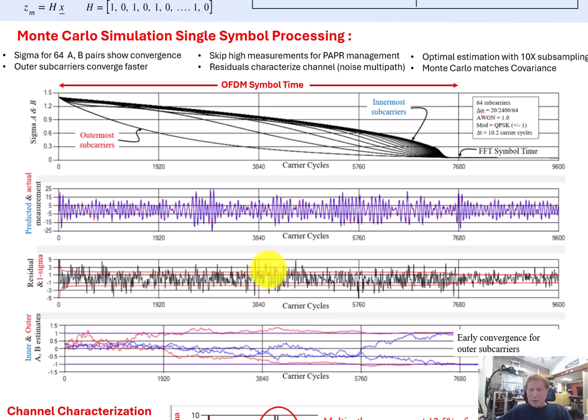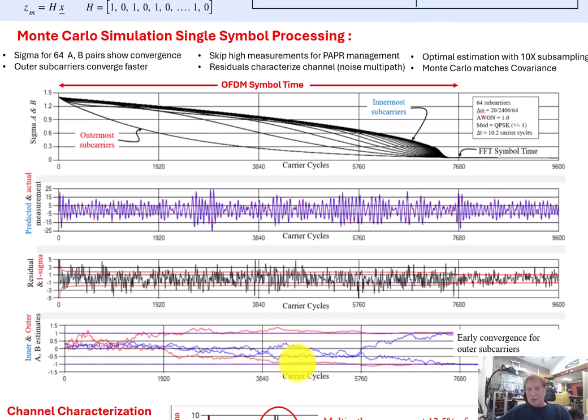For a well-behaved Kalman filter, residuals are white, and 67% of residuals are contained within the standard deviation bounds. The fourth pane shows an example of an A-B estimate time history for the innermost and outermost subcarriers. As suggested by the standard deviations on the first pane, the outer subcarriers converge faster than inner subcarriers.